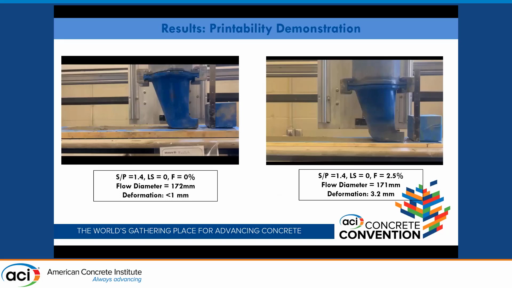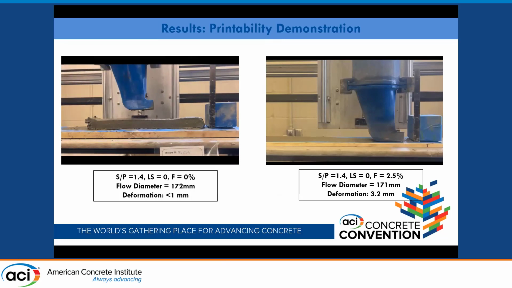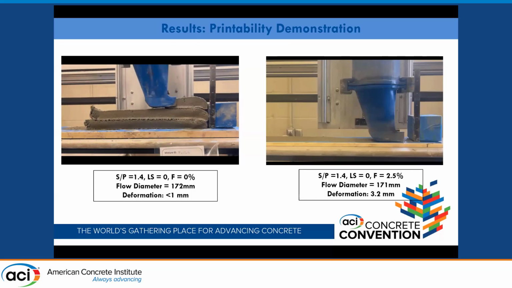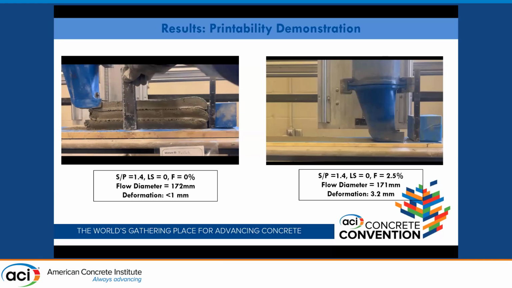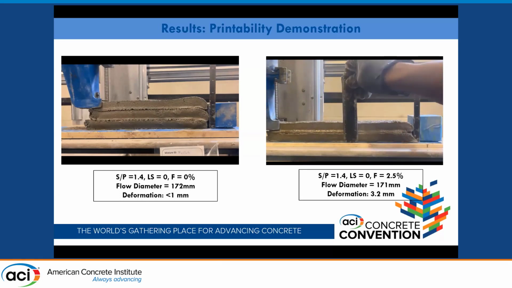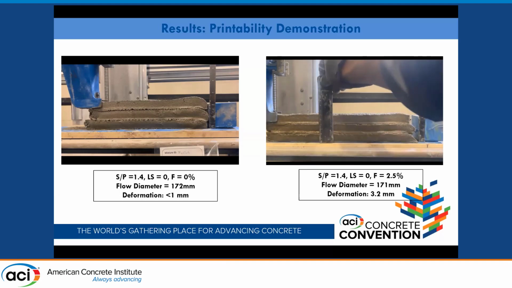And I have 2 videos right here just to give you a demonstration of this printability. I have this video at 0% fiber. At 0% fiber, you can see that we basically did not measure much deformation on the bottom layer. And then when we go up to a fiber dosage of 2.5, we could see almost about 15% deformation on the bottom layer as we print the subsequent layers.